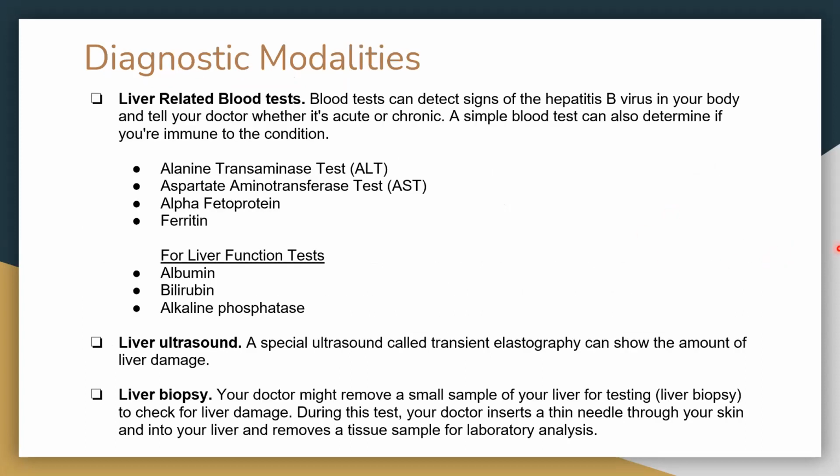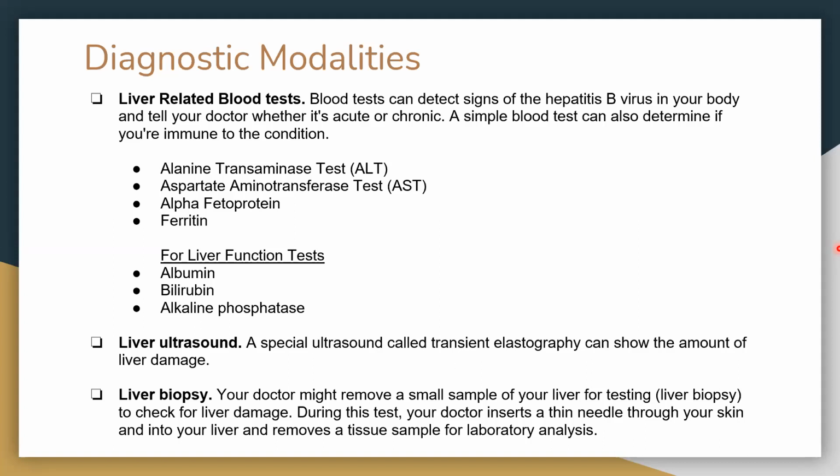So for your diagnostic modalities, it includes the liver-related blood tests. Blood tests can detect signs of the hepatitis B virus in your body and tell you whether it's acute or chronic. So it includes the alanine transaminase test or your ALT, aspartate aminotransferase test or your AST, alpha fetoprotein, ferritin. Next is the liver function test for your albumin, bilirubin, alkaline phosphatase. Next is the liver ultrasound. A special ultrasound called transient elastography can show the amount of liver damage.